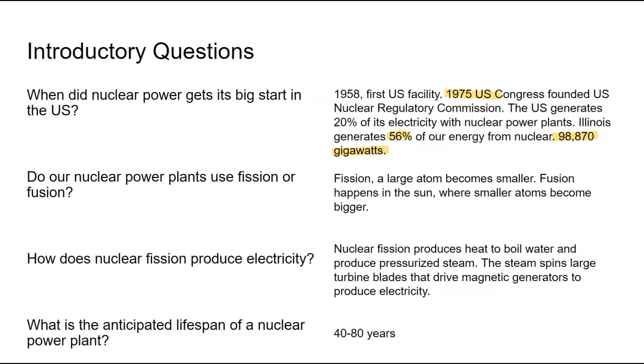And then how does nuclear fission produce electricity? The nuclear fission produces heat to boil water and produce pressurized steam. The steam spins a large turbine blade to drive magnetic generators to produce electricity.